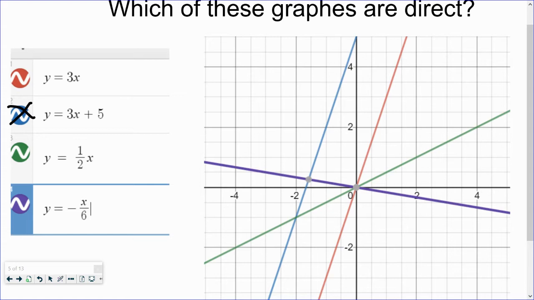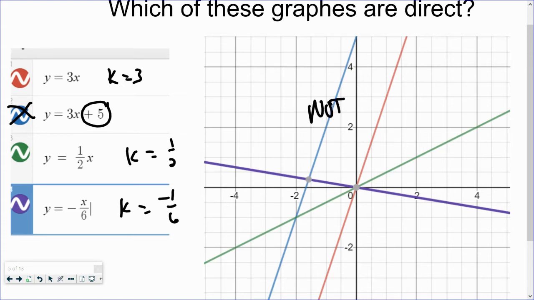Now, what do you think the constant of variation is here? Well, k in this case is 3. K in this case is 1/2. This one, k is negative 1/6. Notice the easiest way for me to tell from an equation if it's direct variation or not is to simply look, is there a y-intercept? If I'm looking at a graph, I'm looking for, does it go through the origin or does it not? If it does not, it is not direct variation.